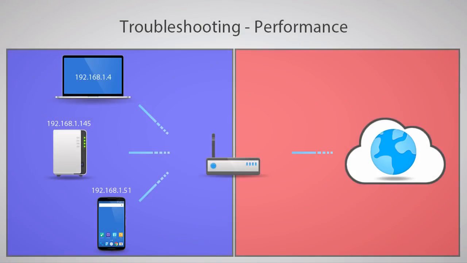The last issue we'll talk about in this video is network performance. There are a few things to take into account here. First, we'll talk about the LAN. Most modern networking equipment, including Synology NAS devices and routers, will offer a 1000 megabit per second connection, also known as a 1 gigabit per second connection to wired devices.